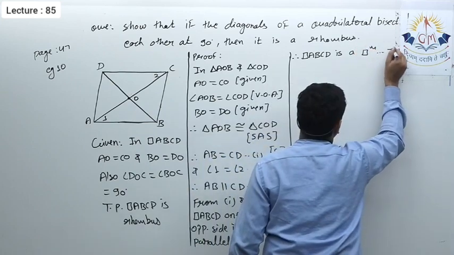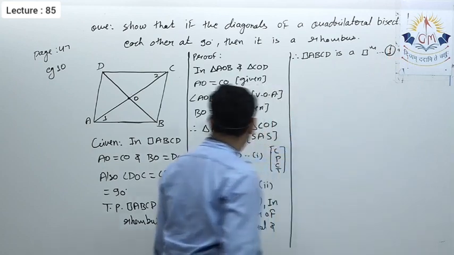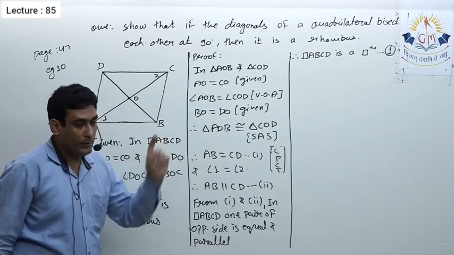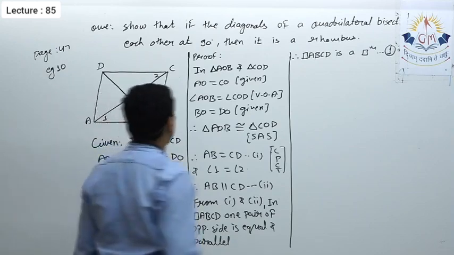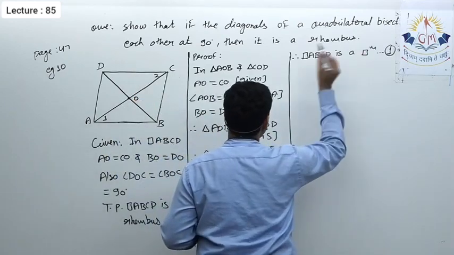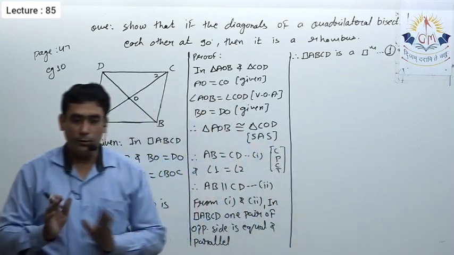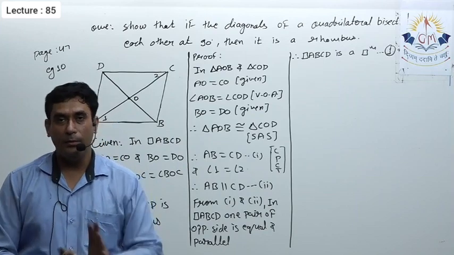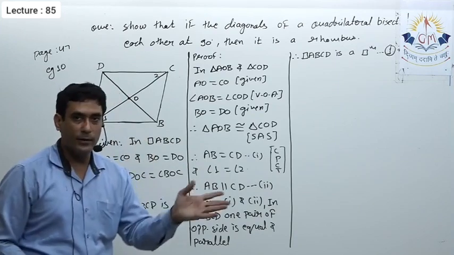This is statement number 1. So I proved ABCD is a parallelogram. Now in a parallelogram, if all sides are equal, then it's a rhombus. So now I will prove all its sides are equal. You can take a note that in a parallelogram, if adjacent sides are equal, all sides are equal, because opposite sides are already equal.